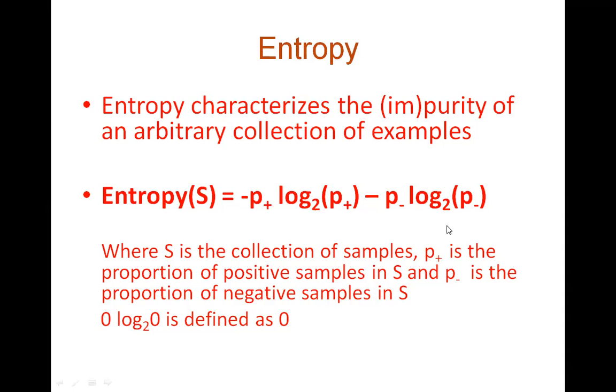So how to calculate this entropy? You can see this formula here: minus P subscript plus log base 2 of P subscript plus. This P subscript plus represents the proportion of positive examples in the given training data. Minus P subscript minus log base 2 of P subscript minus, where P subscript minus is the proportion of negative examples in the given training data.